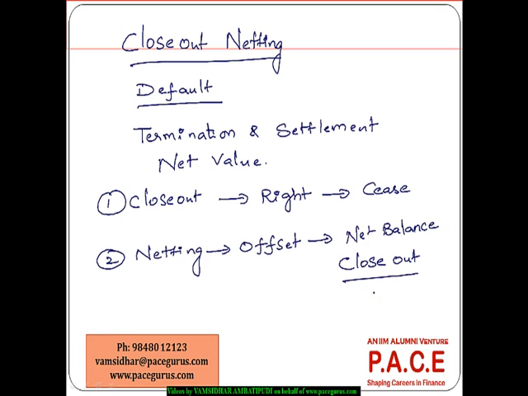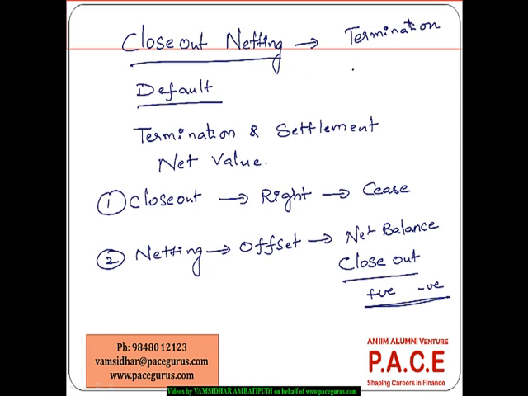So the final closeout net could again be positive or negative. If it is negative, then I have to pay my counterparty who has defaulted, and if it is positive, that is the net claim that I have from my counterparty. The advantage of closeout netting is that it results in an immediate termination of all the contracts between both parties, and there is an offsetting of the amount it owes to the counterparty against what the counterparty owes to it. So there is a net computation that happens.